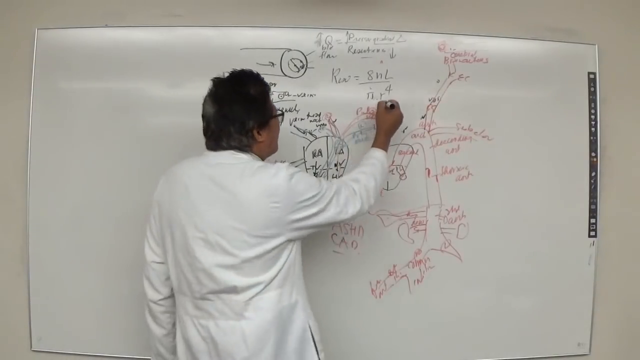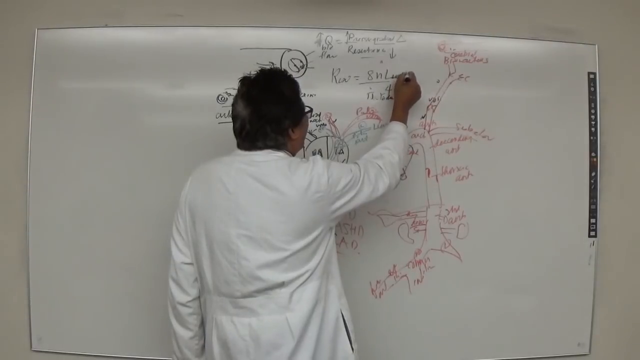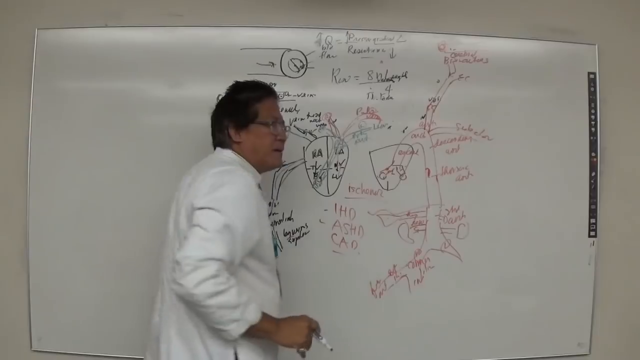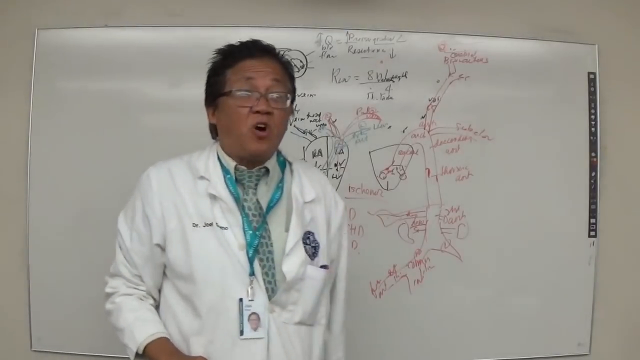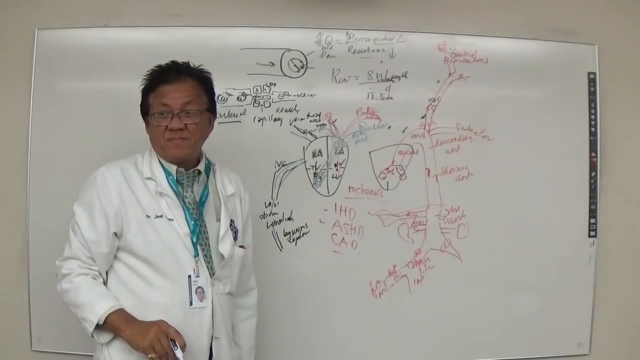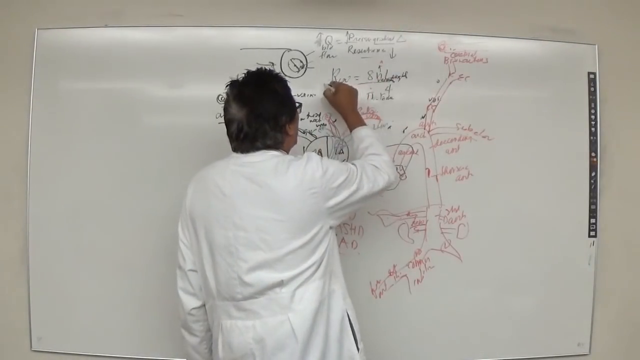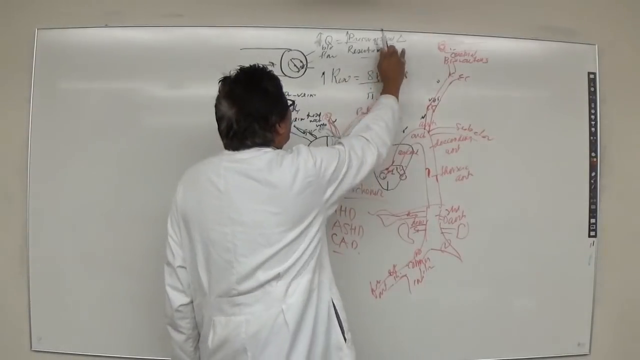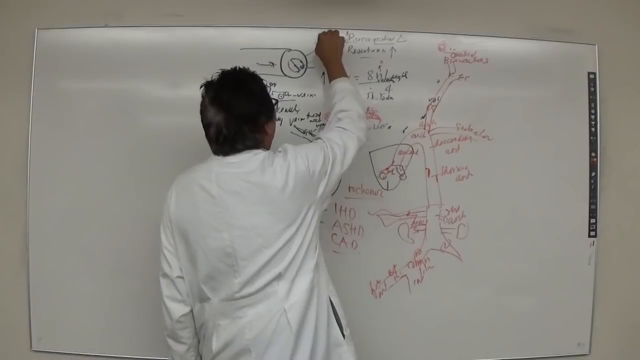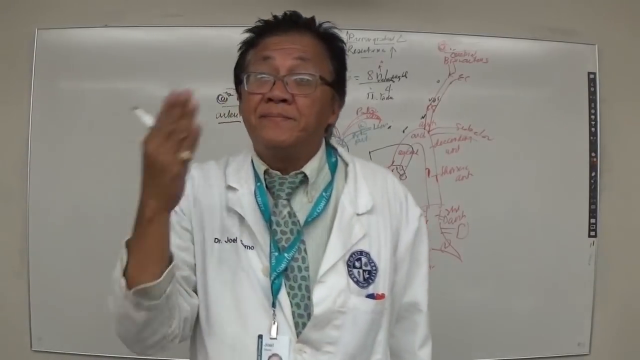So what is R here? Radius. What about L? Length of the blood vessel. And what is N? Viscosity. What is the relationship between viscosity and resistance? Direct. In other words, increase viscosity, increase resistance, and if you increase resistance, what happens to the blood flow? There you go. Now, what would be an example of increased viscosity in the blood?